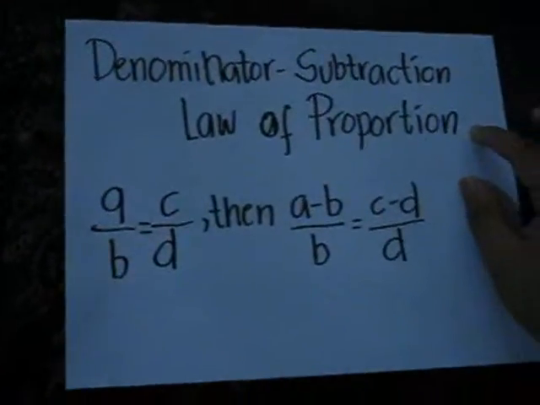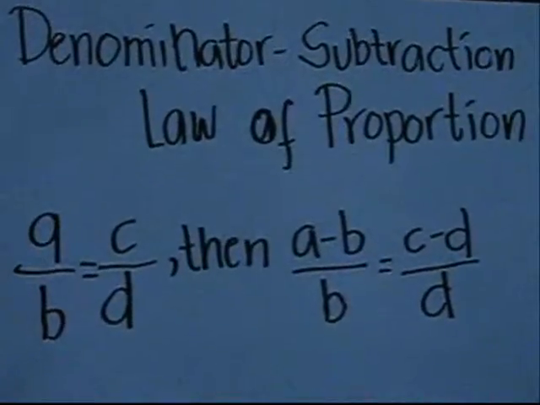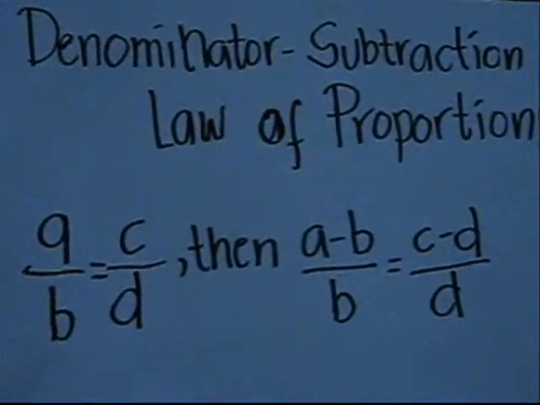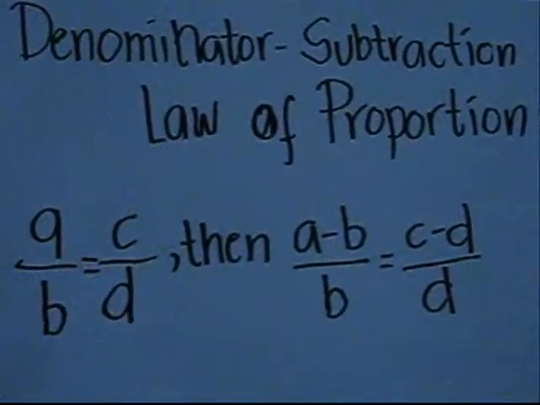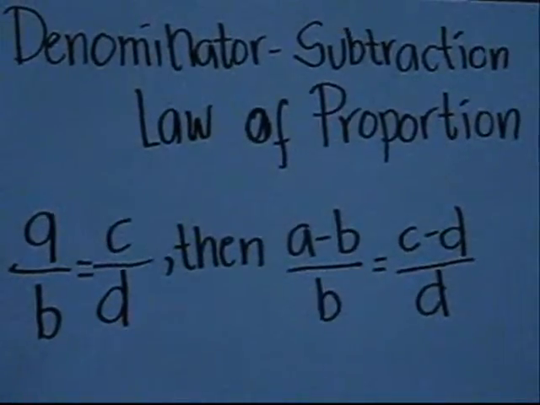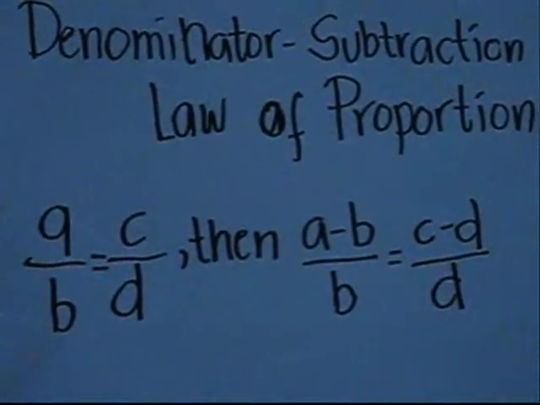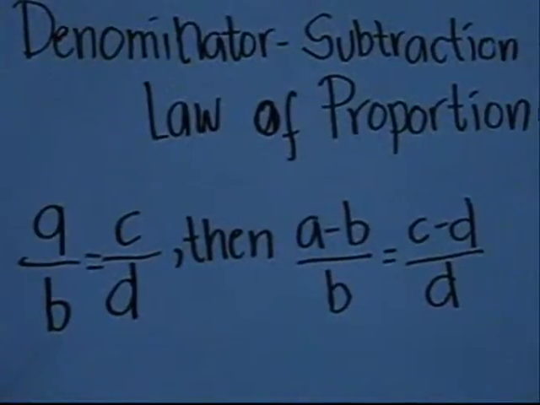The fifth law of proportion is the denominator subtraction law of proportion. If A over B equals C over D, then A minus B all over B equals C minus D all over D, wherein B and D are not equal to 0.